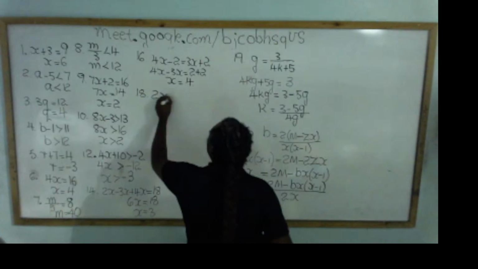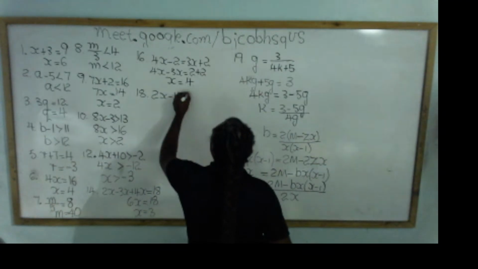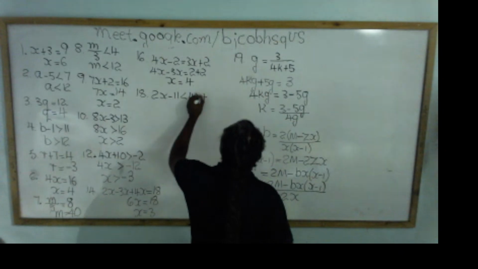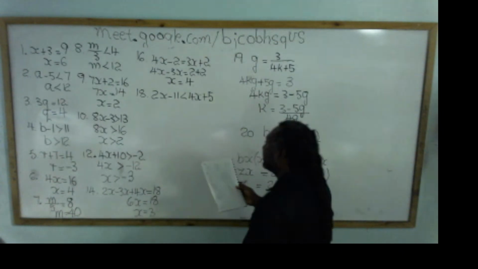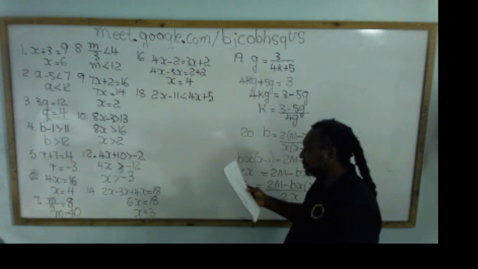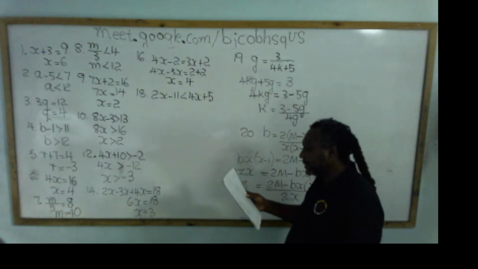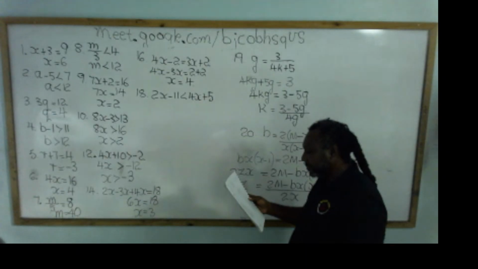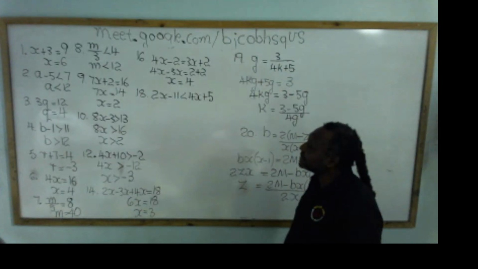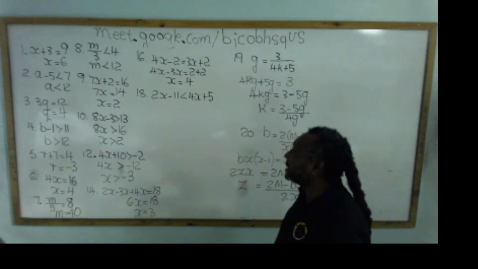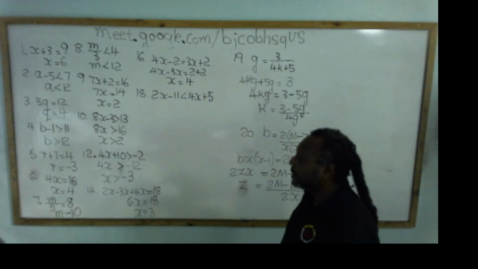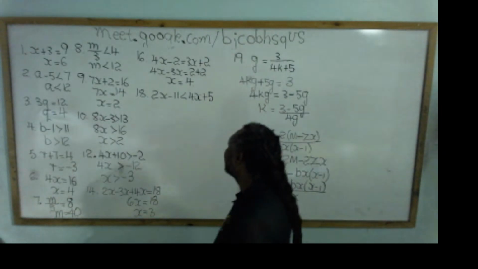Two x minus 11 is less than 4x. I think it's plus 5. Of course, this is an exceptional case. Yes, this one is an exceptional case. Anyway, we look at it. Let's go. All right.